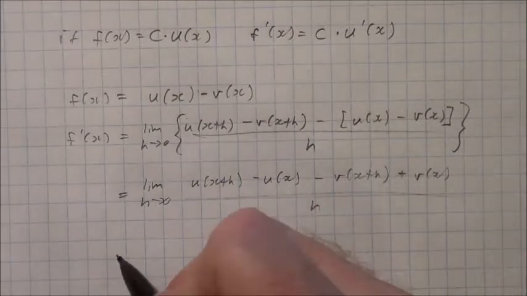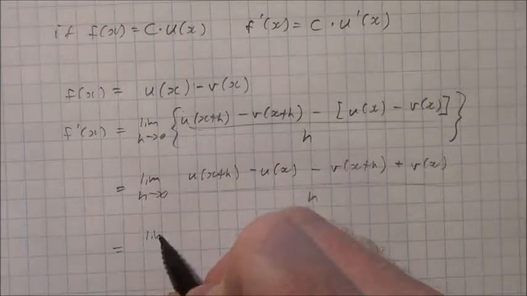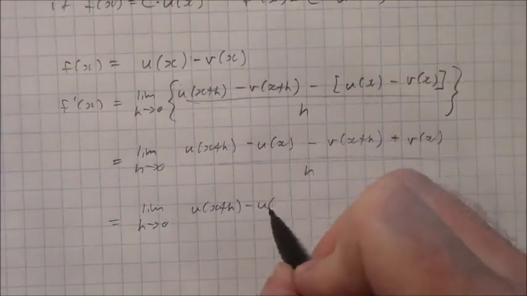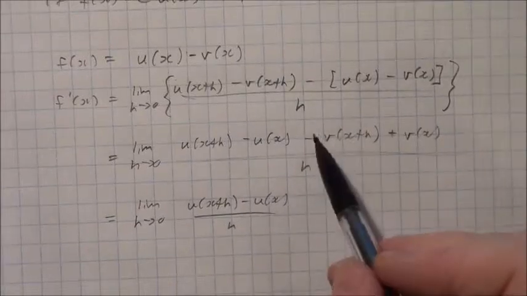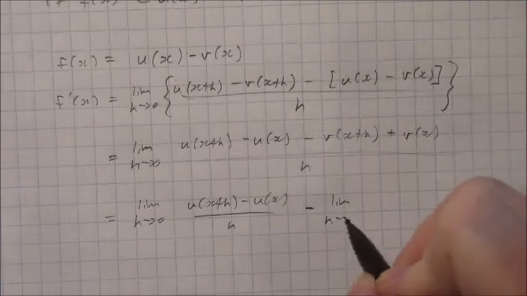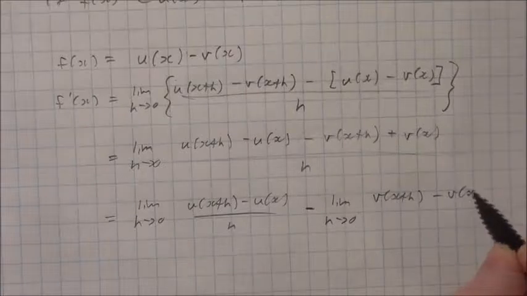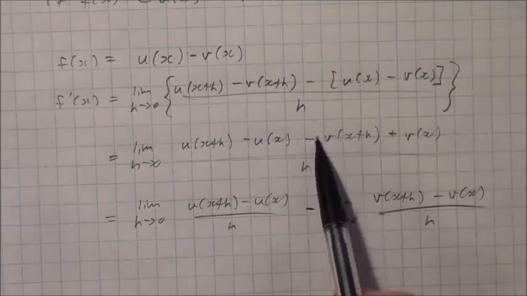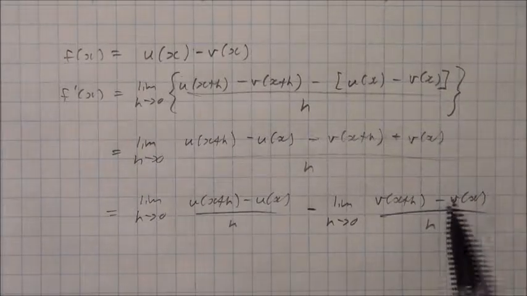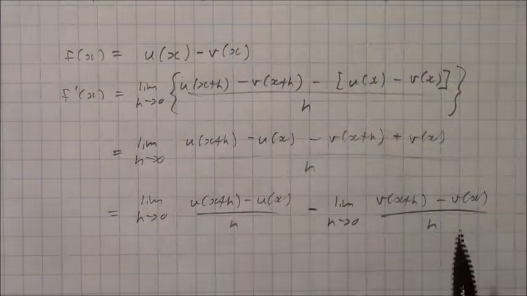And so then what I can do is I can split up these things into two limits. So I'll say the limit as h approaches 0 of u of x plus h minus u of x all over h. And then I'll factor out this minus sign as well. So I'll say minus the limit as h approaches 0 of v of x plus h minus v of x all over h. So when I factor out this negative sign from here, this becomes a subtraction back again like we had in the original form of this first principles.